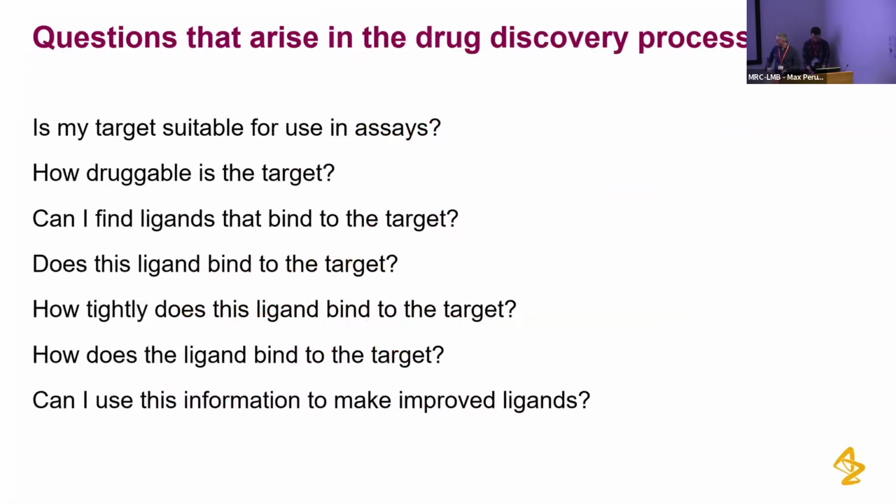So we can see that biophysical methods help us in understanding how to move from an in vitro situation to, hopefully, a drug in the end in a human. But in the early drug discovery process, we tend to ask some of these questions. Is my target suitable for use in the assays that I want to use to find potential hit small molecules?